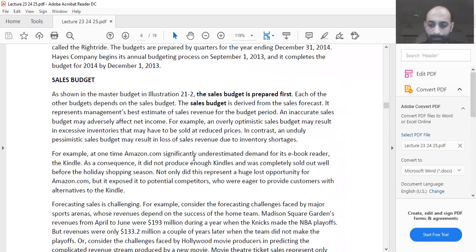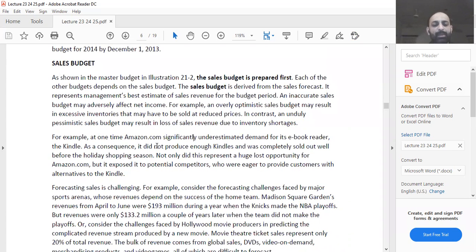If you estimate that for the next financial period you will have a lot of sales, obviously you will adjust the level of inventories that you should have to take care of those sales. And if the sales figure is very high compared to the reality, then obviously your inventory level will also be very high, and you will have to sell the inventory at a very low price.